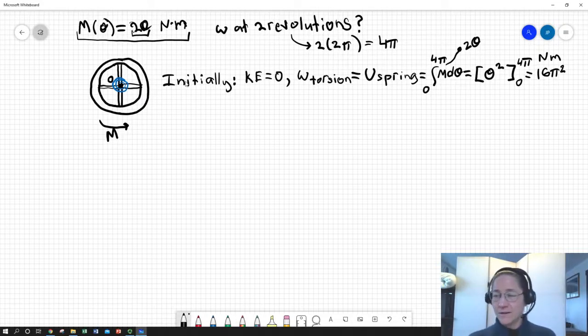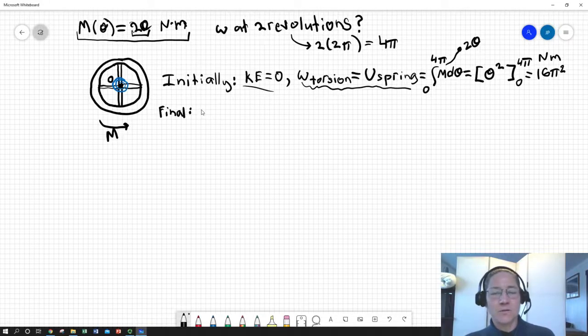We're going to let it go. It's not going to do any work against gravity. It's got a frictionless bearing. There's not going to be any work of friction done. So the only thing that's going to happen, final state, we're going to take all of that spring energy and convert it to kinetic energy. So we're going to say U spring equals 0. Kinetic energy equals, we don't know. But we do know kinetic energy is related to our angular velocity, which is something we wanted to know.